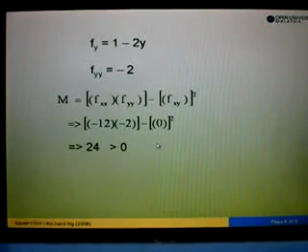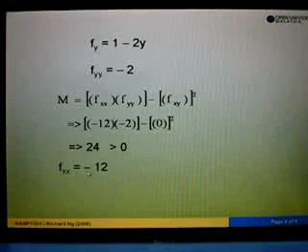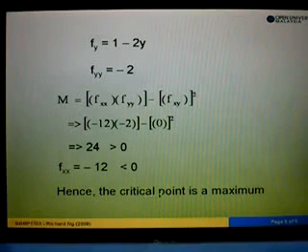Alright, the next step is we look at the sign of fxx. Since fxx is equal to negative 12, which is less than 0, that means this function or this critical point is a maximum. Okay.